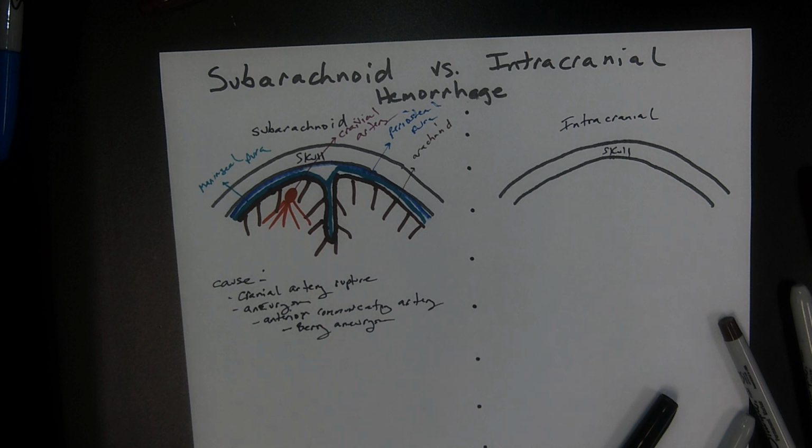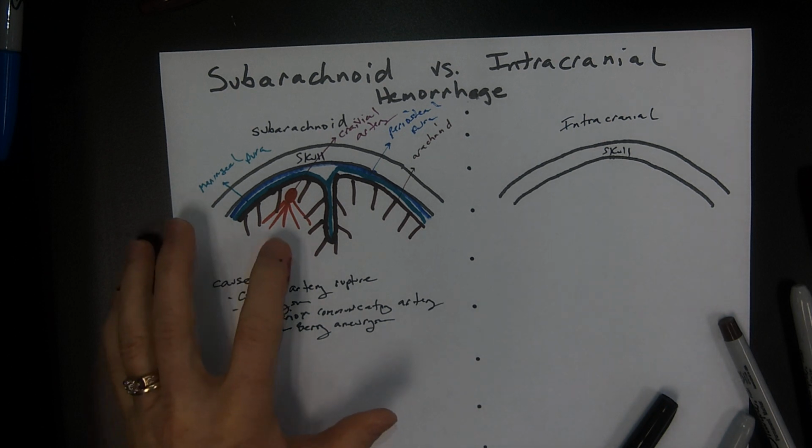Remember the anterior communicating artery? That's that little one that connects the anterior cerebral arteries, left and right halves of the brain, right in the front. And it's just a little berry there. And that's the most common place for a brain bleed.